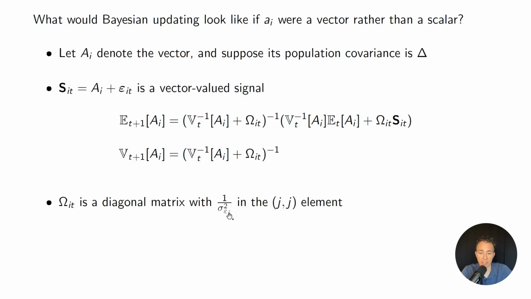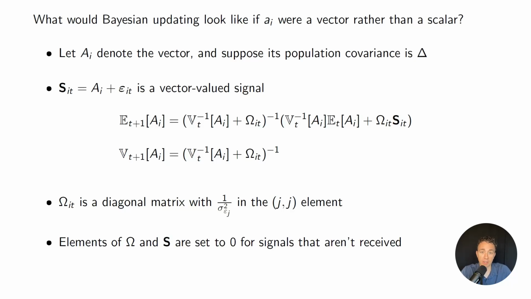It's a diagonal matrix with 1 over the idiosyncratic noise in that particular diagonal element. So the way this capital Omega works is if I get 2 signals, I'm going to have 2 non-zero elements of Omega. If I only get 1 signal, I'm going to just have 1 non-zero element. And that's going to make the math work out really nicely. And then my initial variance on A is just going to be this population covariance matrix, capital Delta. And if I don't get any signals in that particular dimension of my learning, then I'm just going to set Omega and S to be 0.